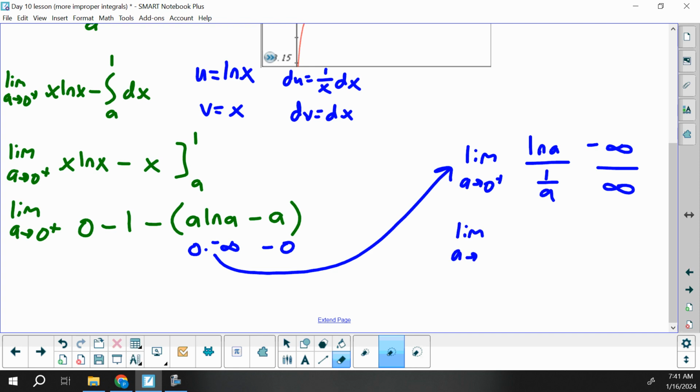So we'll have limit a approaches 0 from the right. We'll do derivative of the numerator on its own, derivative of the denominator on its own. Natural log of a's derivative is 1 over a. 1 over a is really a to the negative 1. So when you do a to the negative 1's derivative, that should be negative 1 a to the negative 2. And I'm going to write that as negative 1 over a squared.